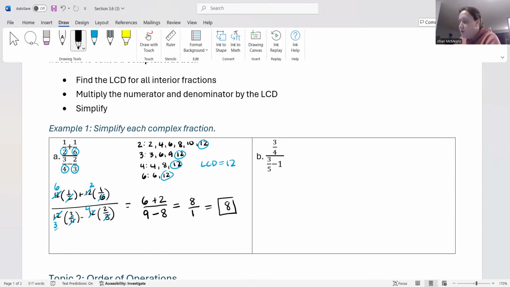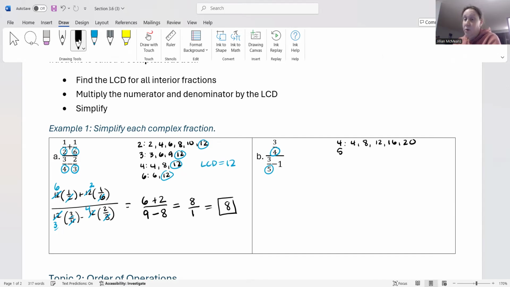Okay? So let's look and do the same thing for part B. So part B is actually going to be a bit quicker. We have 3/4 as the numerator, and then the denominator is 3/5 minus 1. So let's go ahead and look at those interior denominators. We have 5 and we have 4. So if we were to list out multiples, 4 times 1 is 4, times 2 is 8, times 3 is 12, times 4 is 16, times 5 is 20.